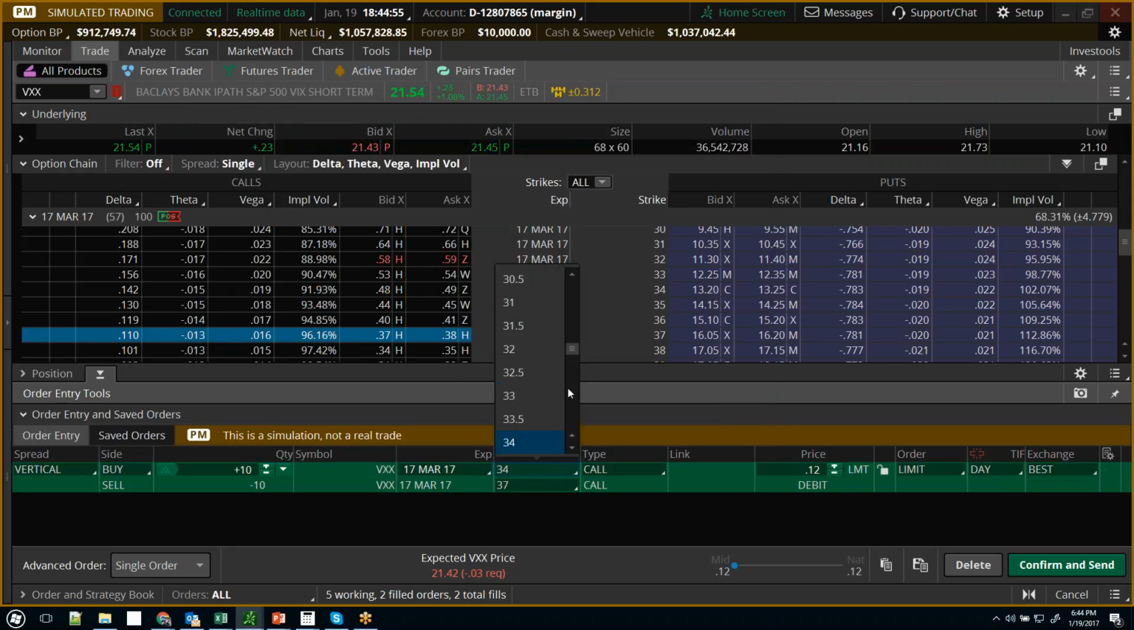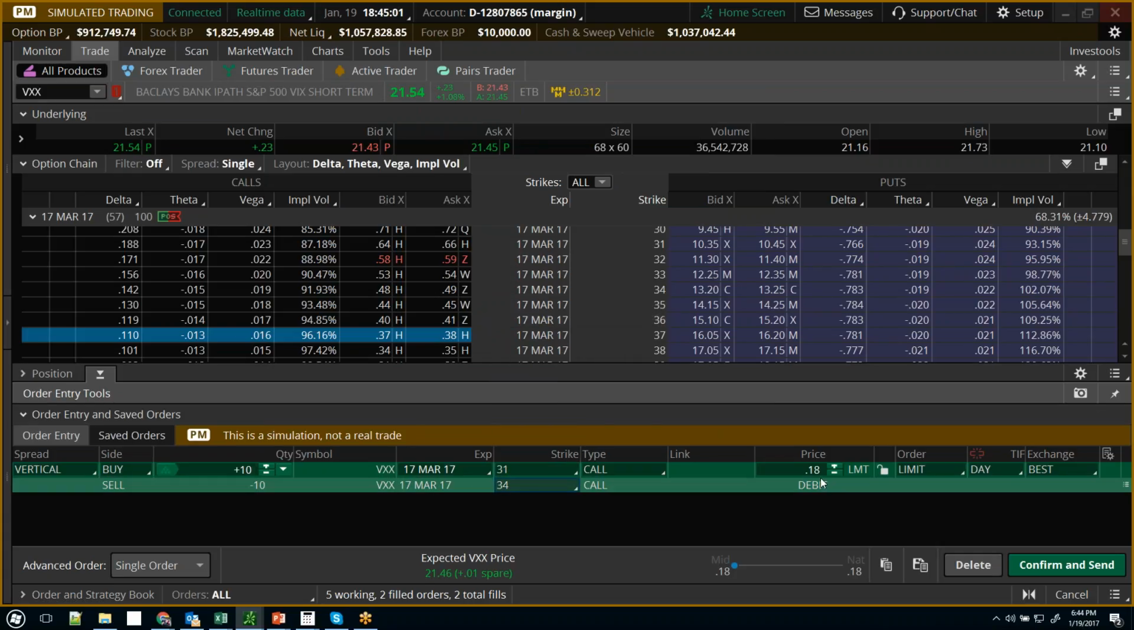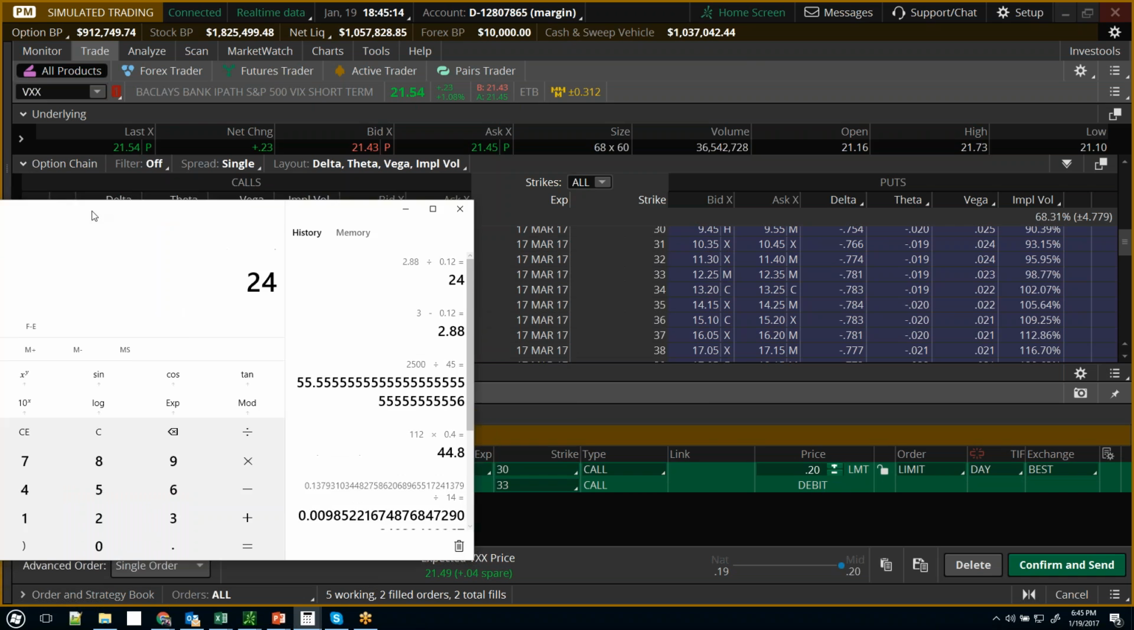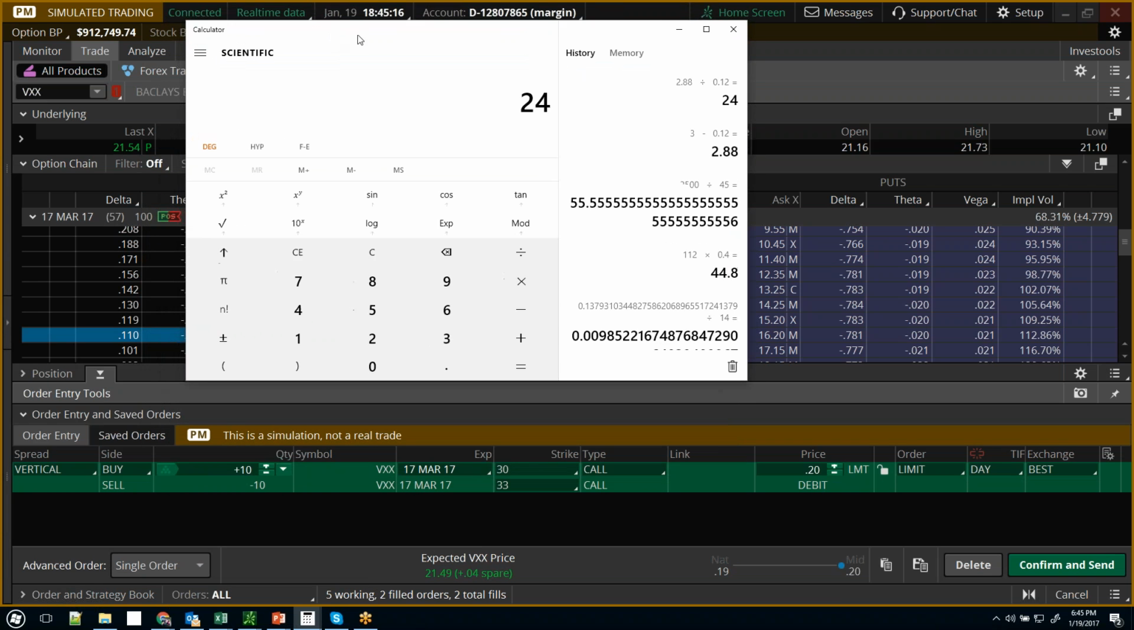So I'm going to go down to about 31 by 34. Let's see if we're a little bit better. We're closer. I'm going to go a little bit lower. Let's see, 30 by 33. 20 cents. That's about right. Let's see where we stand. Yeah, we'll have to catch up on that.